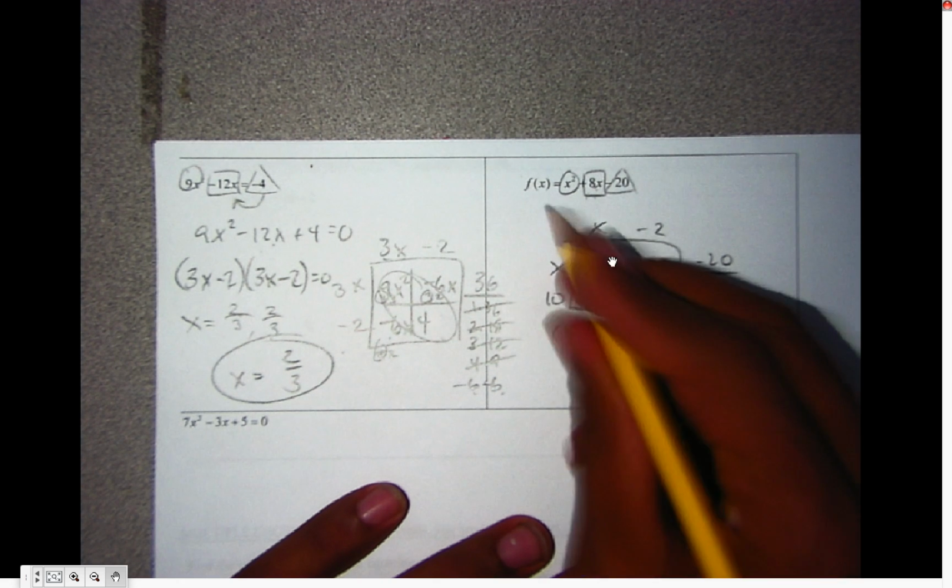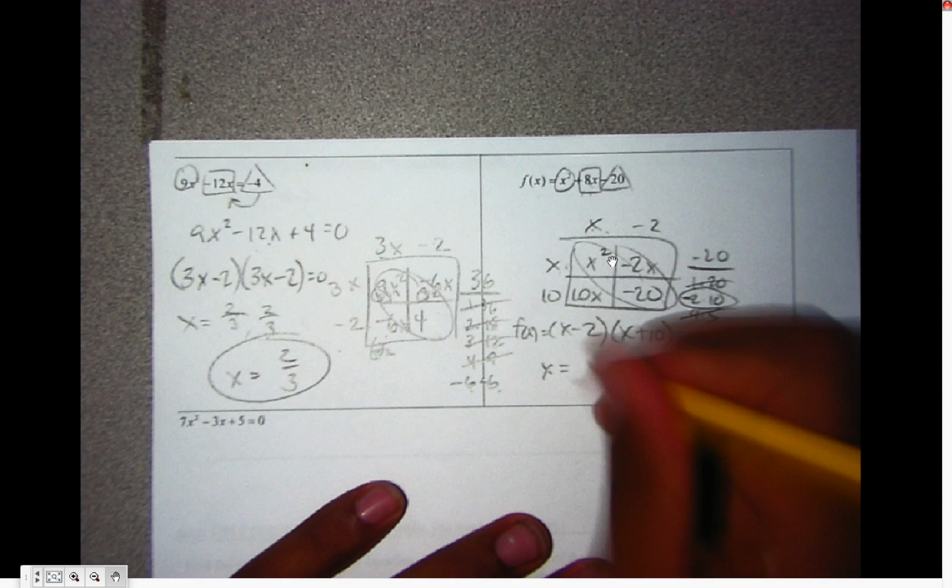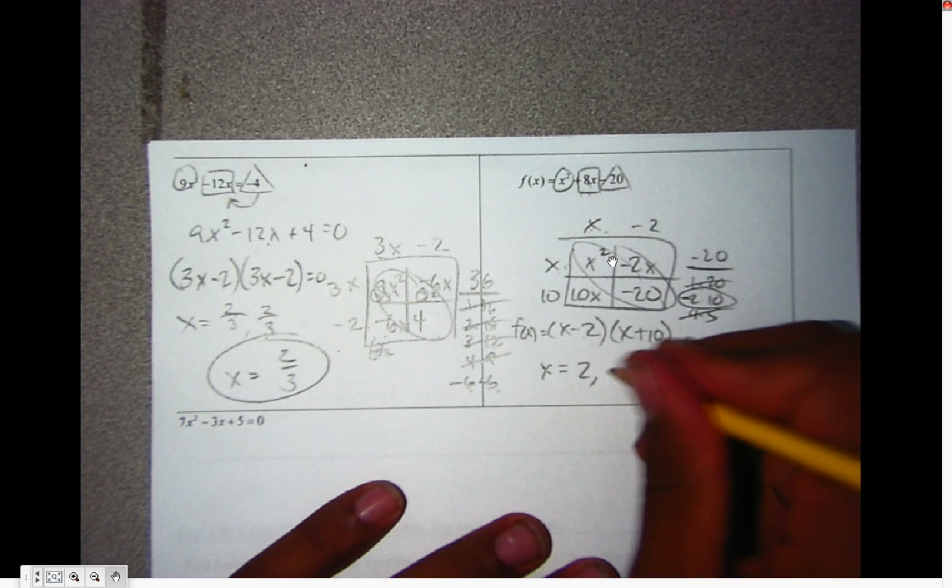Okay, and again, I know it says f of x. That's okay. It's still going to be the same thing. X is a liar, so the answer is plus 2, because that's minus, and minus 10, because that's plus.